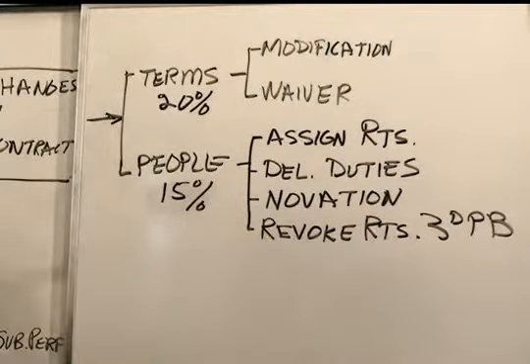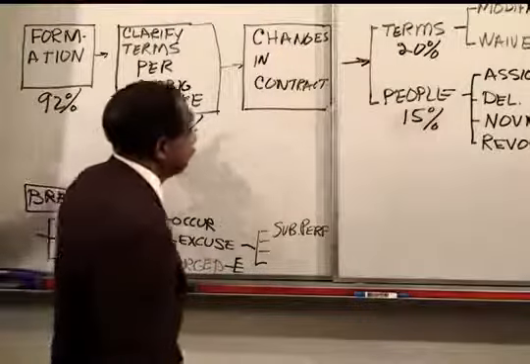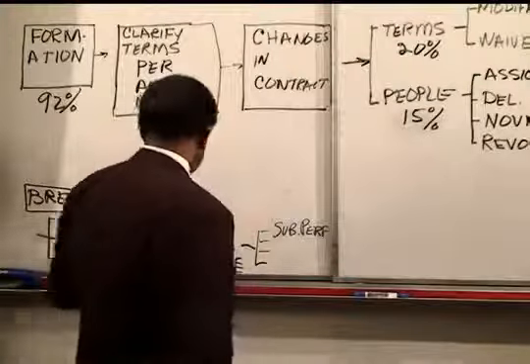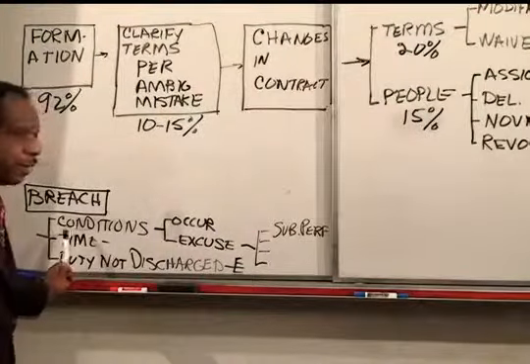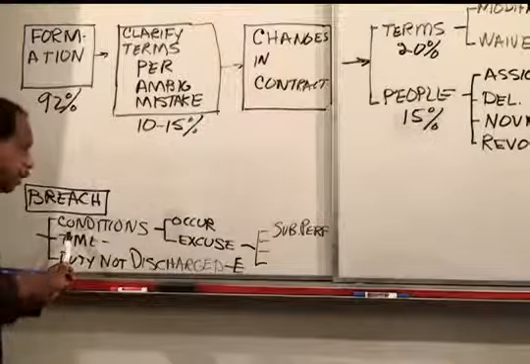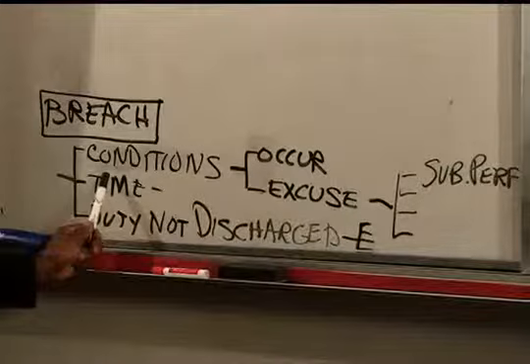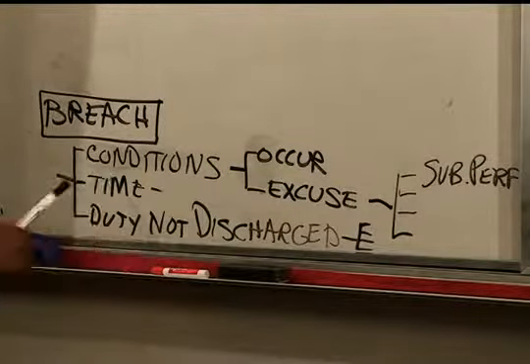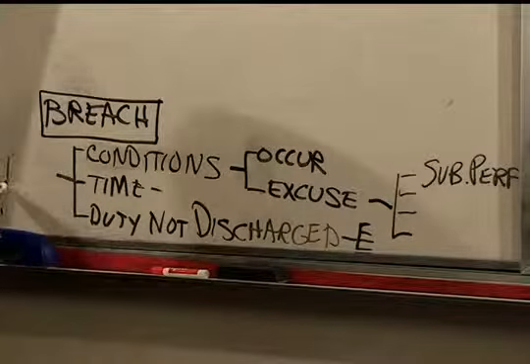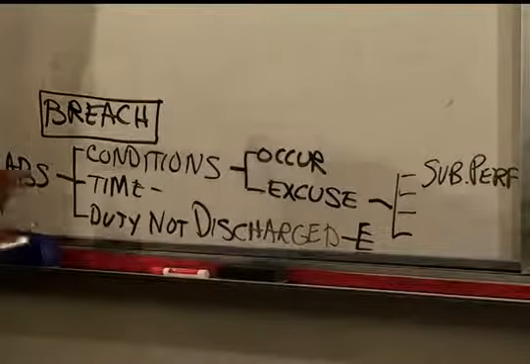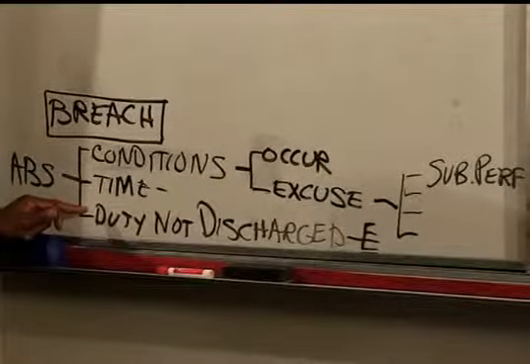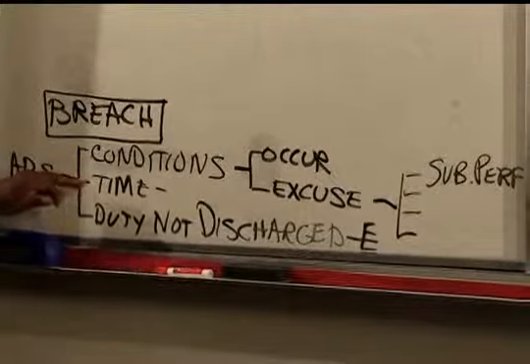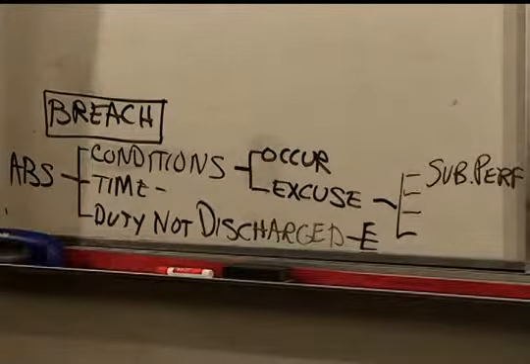And now that we have formed the contract, we got the terms cleared, we modified anything that needed to be modified, changed people, and now we look at the breach, and the breach of contract is defined as the non-performance of a contract duty which has become absolute. So the question becomes, when is a contract duty absolute? And the answer is the contract duty becomes absolute when these 3 requirements have been satisfied. And those 3 requirements are: all conditions preceding have occurred or been excused, time for performance has arrived, and the duty has not been discharged.